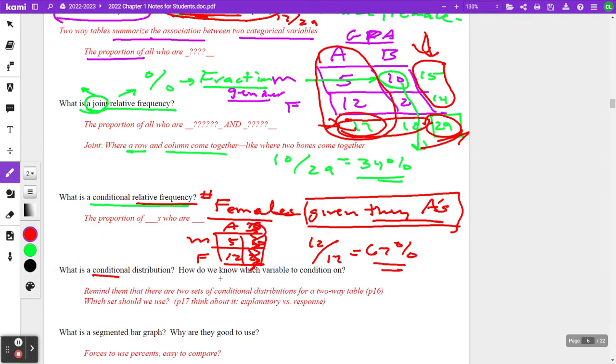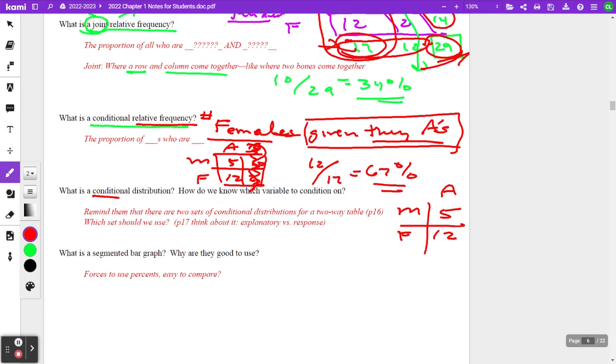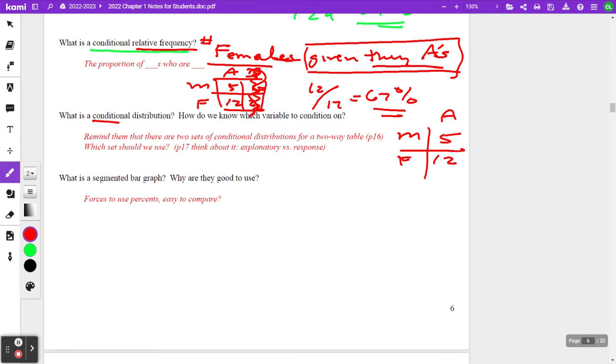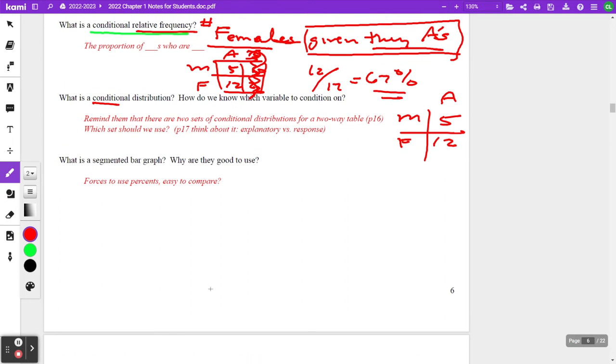So the conditional distribution is I changed it into male, female, and then A, 5, and 12. So this is how I represent the variables and the values that they came up with. So that's our conditional piece. Okay. So you may have a little more questions in class on that one. That's fine. But just think about how it works with explanatory and response variables. And there's a good two-way table on page 16 that you guys can look at.